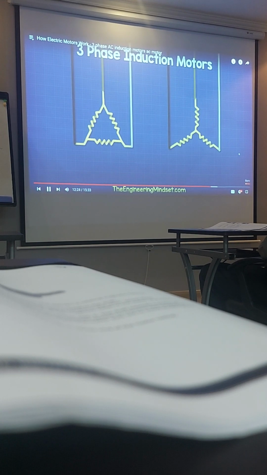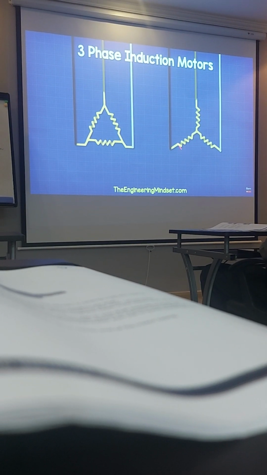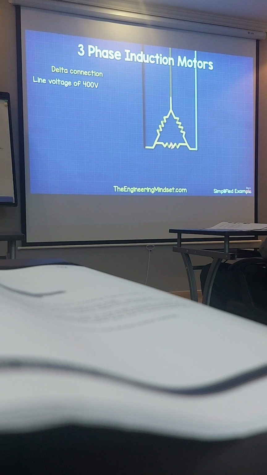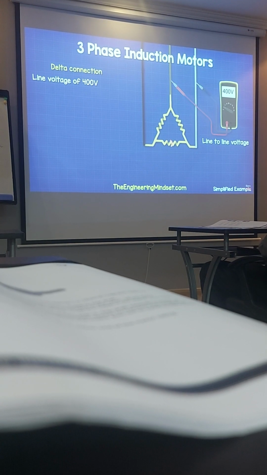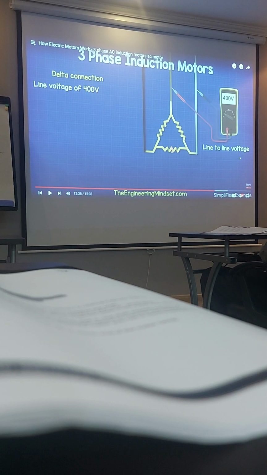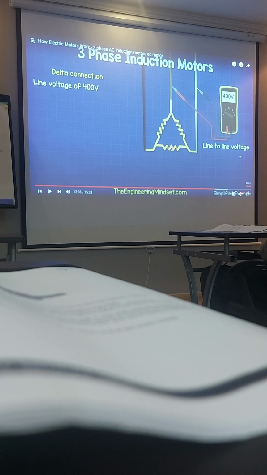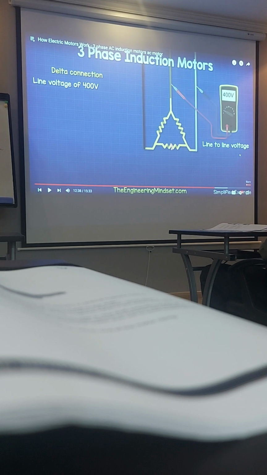Let's have a look at the difference between the star and delta configurations. Let's say we have the motor connected in delta with a supply voltage of 400 volts. That means when we use a multimeter to measure the voltage, now, please listen here, my friend. They will ask you a question. In a three-phase motor connection or in a three-phase power supply, each phase is 230, 230, 230. Line to neutral is 230. What will be the line to line?